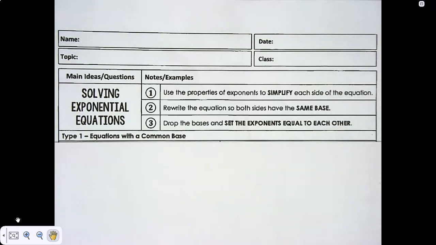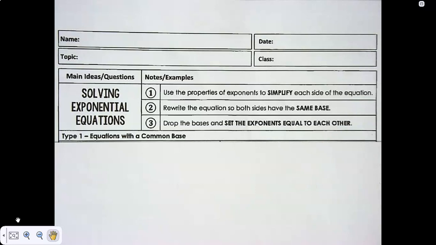So we have three main sets of notes here. The first one says, use the properties of exponents to simplify each side of the equation. I included a JPEG picture in this posting, so you can always look at that, or you can always just Google search properties of exponents and find a multitude of examples of the rules in case you don't remember them. But you don't need too many of them, except maybe one or two.